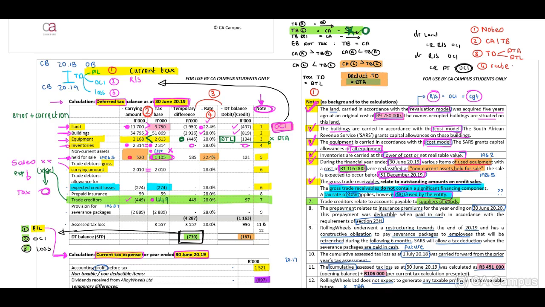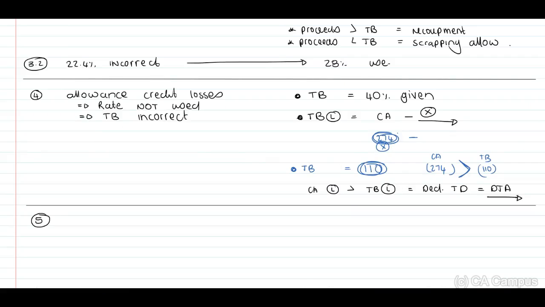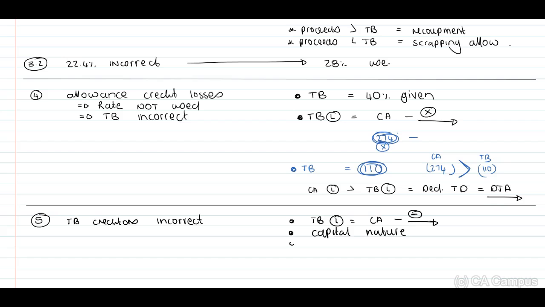Therefore, we need to indicate that the tax base is incorrect. Therefore, the tax base of the creditors is incorrect. Okay. Why do we state this? Because the tax base of a liability is the carrying amount minus the amount that will be deductible in future. Now, if we look at creditors, it has a capital nature, and our tax base will be the carrying amount minus the amount deductible in future.